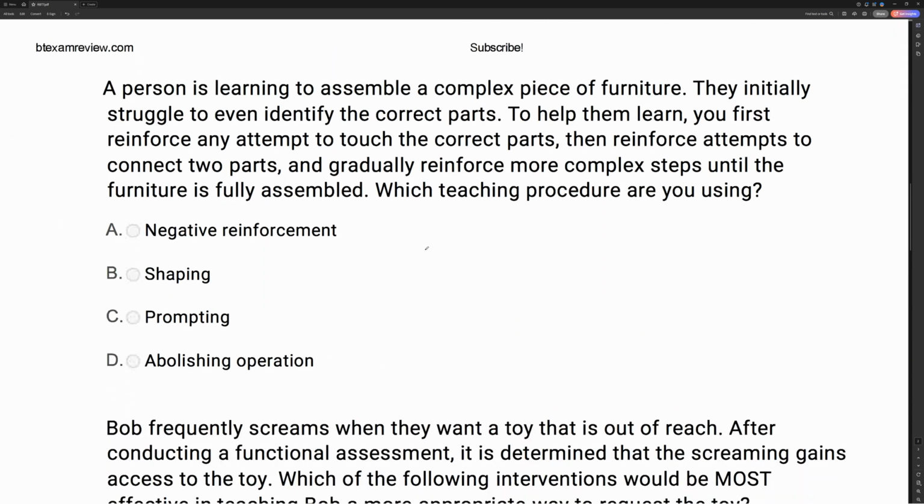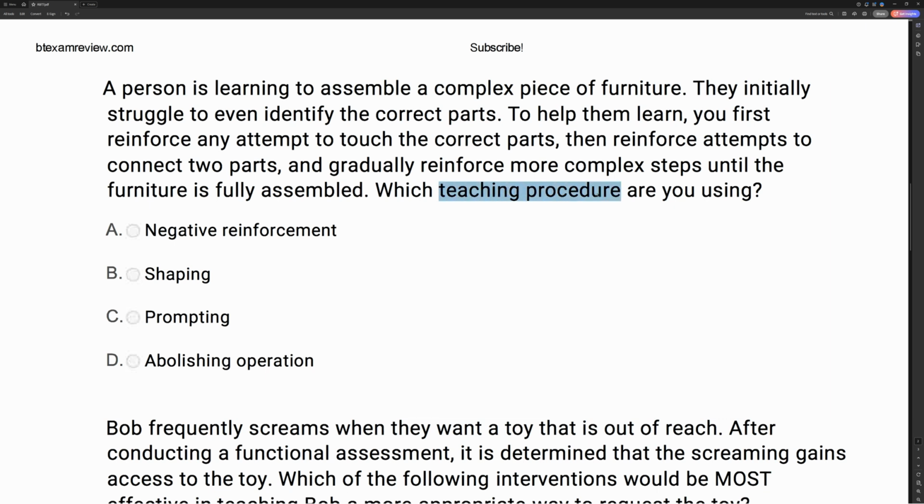A person is learning to assemble a complex piece of furniture. They initially struggle to even identify the correct parts. To help them learn, you first reinforce any attempt to touch the correct parts, then reinforce attempts to connect two parts, and gradually reinforce more complex steps until the furniture is fully assembled. Which teaching procedure are you using? The only difficult part about this question is the length of the question and then maybe the word usage. If we really attack this question, though, it's very straightforward.